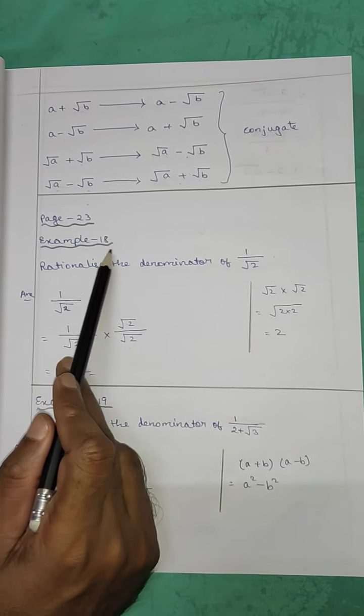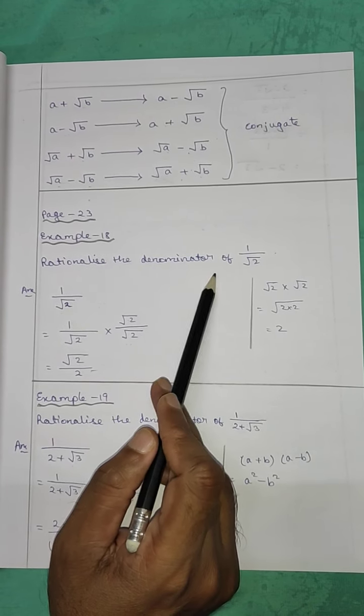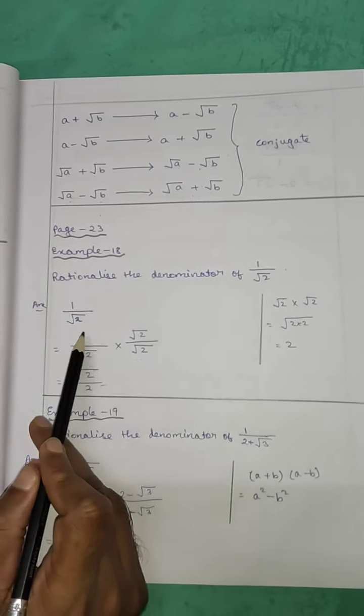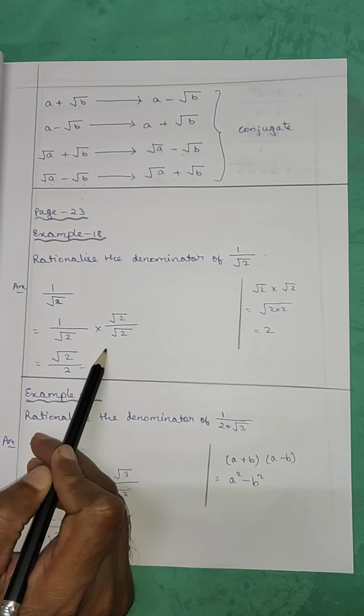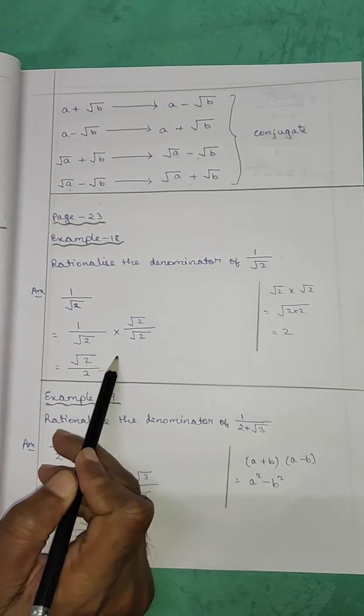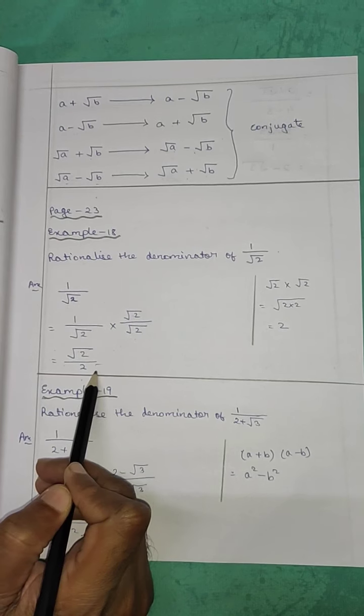Now page number 23, example 18. Rationalize the denominator of 1 by root 2. Downside single root. So multiply both by root 2. Root 2 into 1 is root 2, root 2 into root 2 makes 2. Becomes a rational denominator.